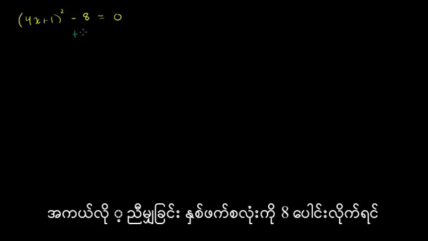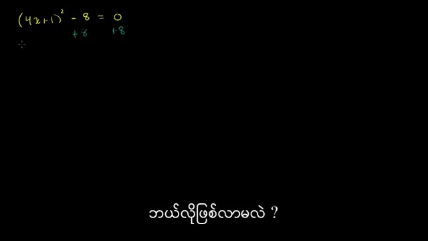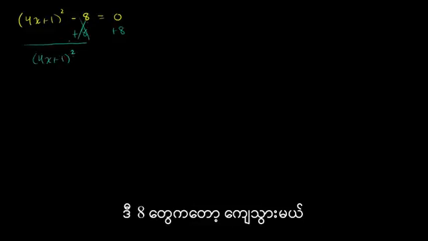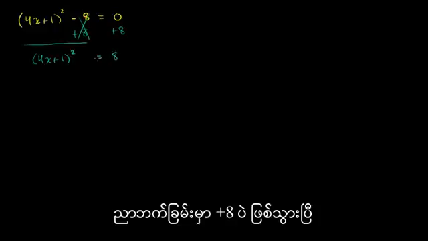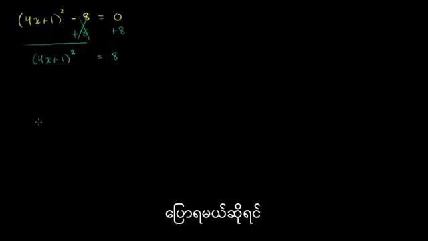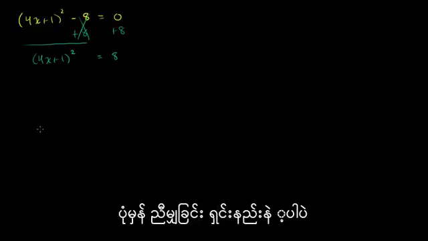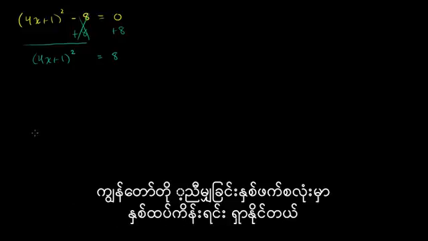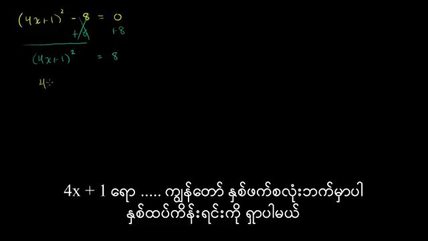Well, what happens if we add 8 to both sides of this equation? Then the left-hand side of the equation becomes 4x plus 1 squared. These 8's cancel out. The right-hand side becomes just a positive 8. Now, what can we do to both sides of this equation? And this is just kind of straight vanilla equation solving. This isn't any kind of fancy factoring. We can take the square root of both sides of this equation. So 4x plus 1. I'm just taking the square root of both sides.